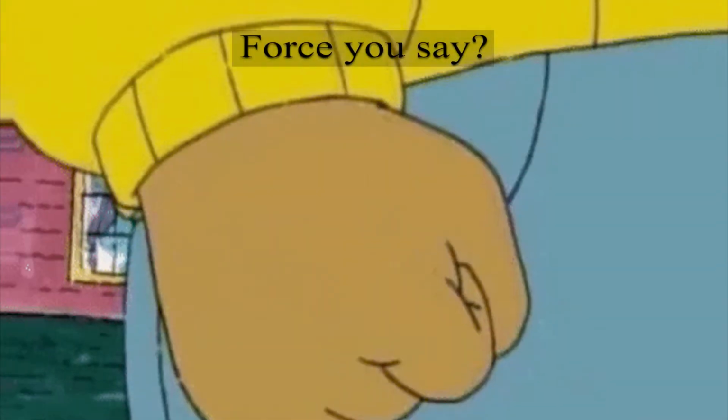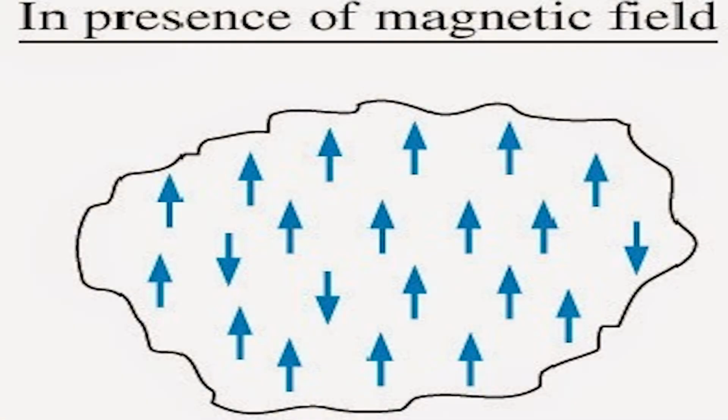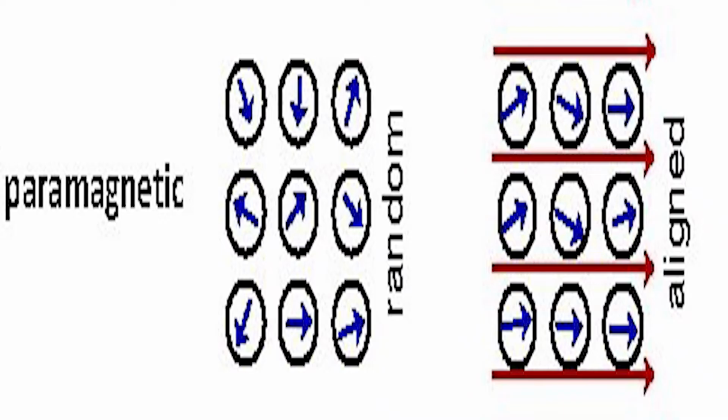But what happens when we force them to align? And how do we do that? Well, with an electromagnetic field, of course. What we see is that paramagnetic materials behave like small little magnets, connecting their south poles with the field's north pole. Or, in other terms, it aligned itself in the same direction as the field.